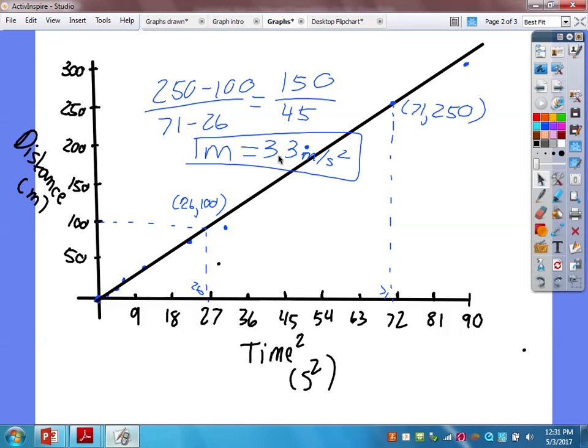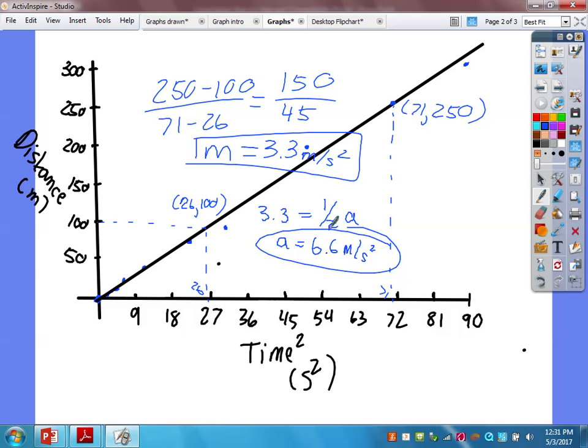So this right here, this 3.3, is equal to 1/2 the acceleration. So what's the actual acceleration? Multiply by 2, 6.6 meters per second squared. That the slope is whatever is left in the formula. You might have to divide or multiply something out that they give you in the problem. But in this one, it's 1/2 a. It equals acceleration.